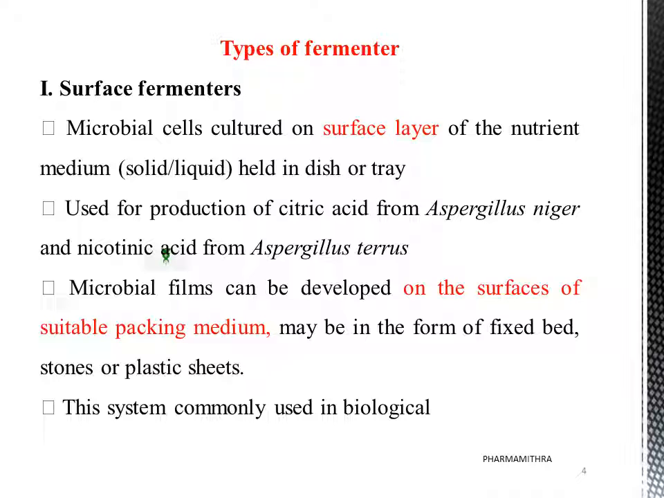Based on the type of fermenter, the first category is the surface fermenter. Here, the microbial cells are cultured on a surface layer of the nutrient medium. The medium may be either solid or liquid and held in a dish or a tray. Surface fermenters are used for the production of citric acid, obtained from Aspergillus niger, and nicotinic acid from Aspergillus terreus. The microbial film can be developed on the surfaces of a suitably packed medium. This packing medium may be in the form of a fixed bed, stones, or plastic sheet. Surface fermenters are commonly used in the preparation of biologicals.